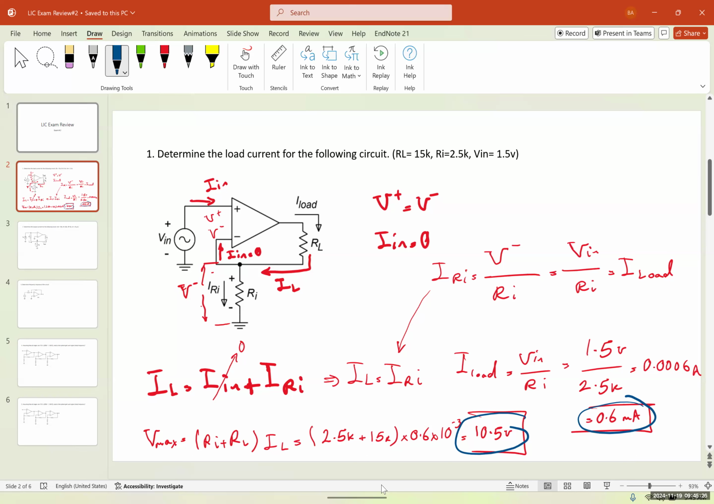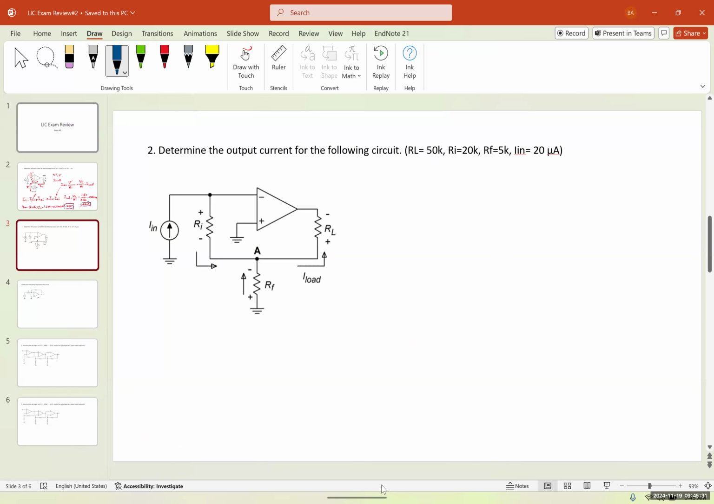Can I go to the next question? Yes. So next question, we want to determine the output current for the following circuit. RL is 50K, RI is 20K, RF is 5K, the input current is 20 microamps. Again, I'll give you 5 minutes.